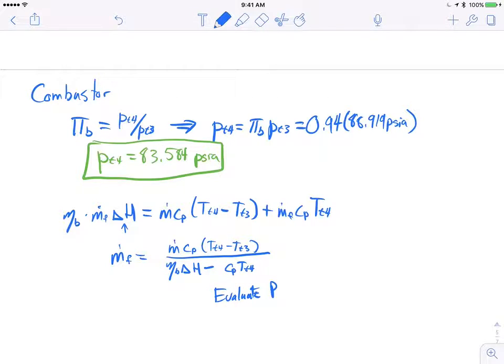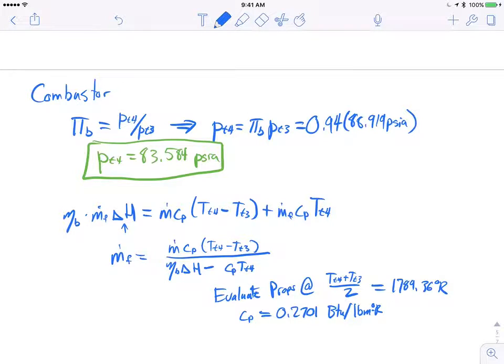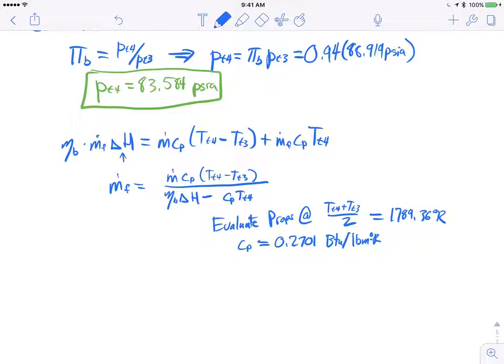And fortunately in this case we don't have to iterate because we know both TT3 and TT4. So we're just looking at the average of TT4 and TT3, which would give us a property temperature of 1789.36 degrees Rankine, and we evaluate our specific heat there at 1 atmosphere, we'll have 0.2701 BTUs per pound mass degrees Rankine. And so from here we can just substitute in our numbers.